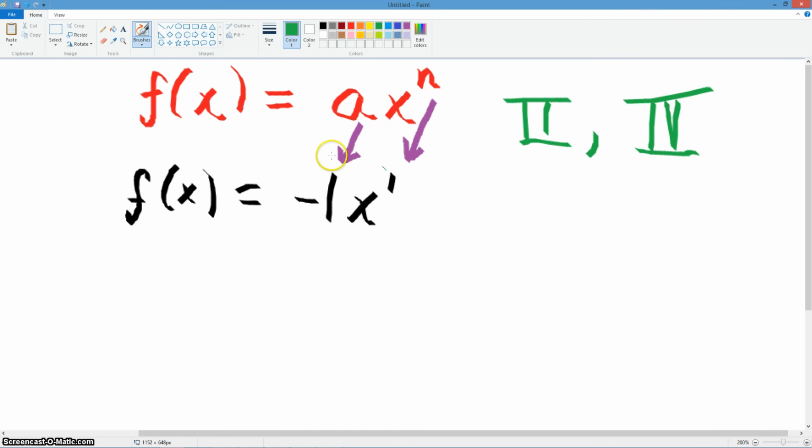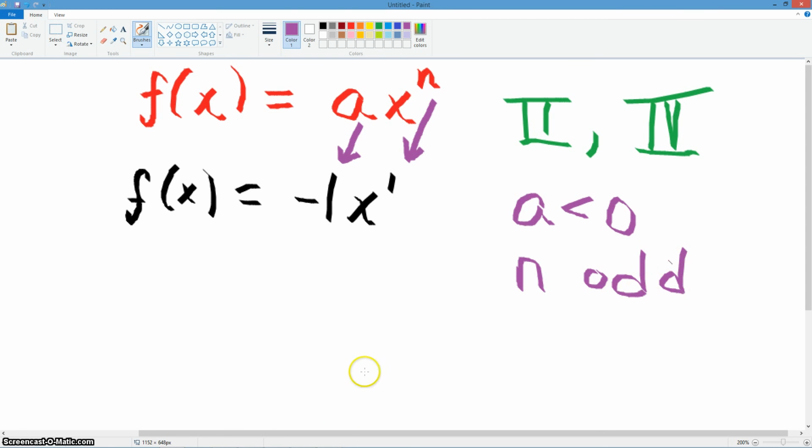All right, well, what do we notice about A? Is A positive or negative? Well, in this case, A is negative. And what do we notice about N? Is it even or odd? In this case, N is still odd. So the only thing that changed was the coefficient letter A.